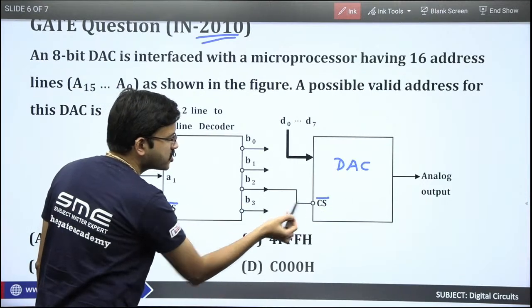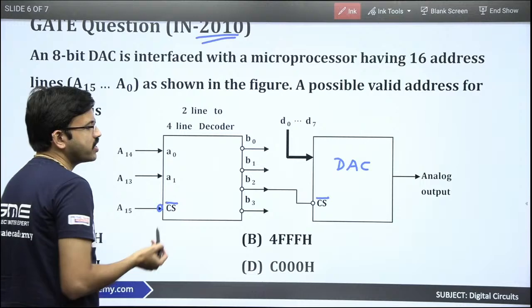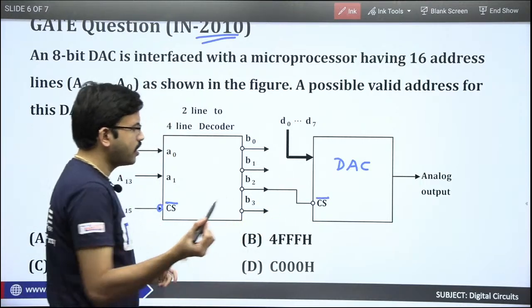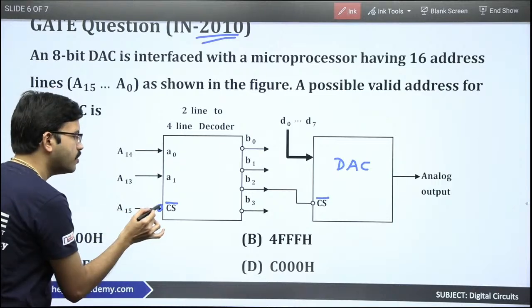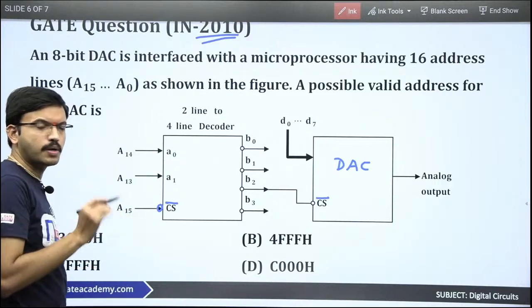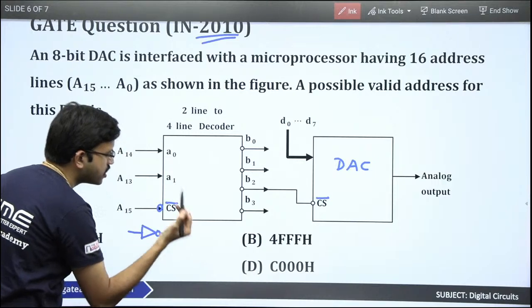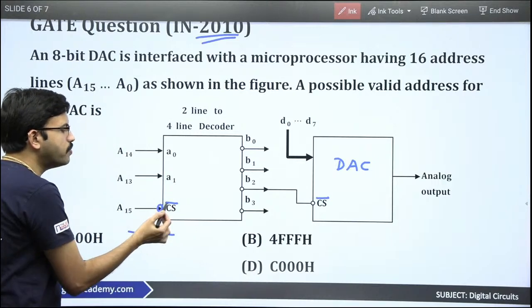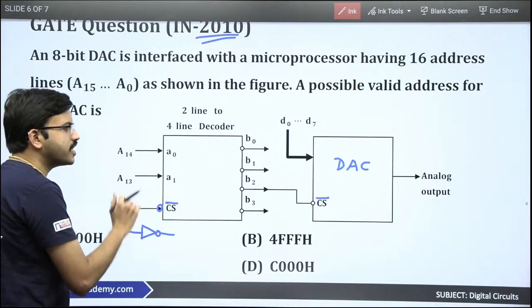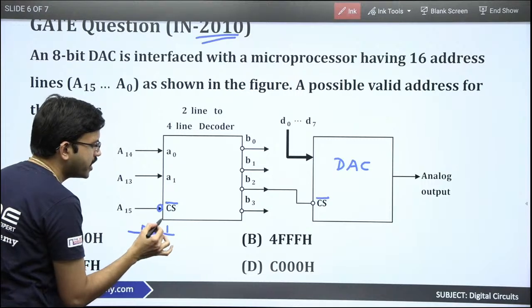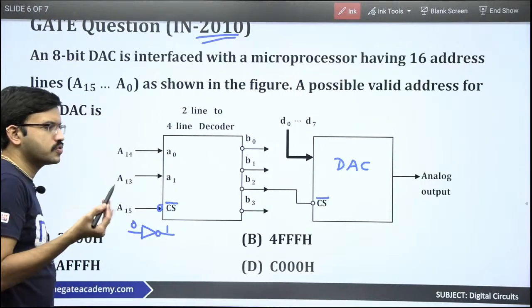Whenever at the input side you have a bubble, the input gets complemented. That means whenever that particular input is 0, as I already mentioned, if you are not comfortable, whenever there is a bubble at the input side, simply put one inverter, that's all. If there is no bubble and you give input as 1, the chip is selected. But whenever a bubble is there, in order to get 1 here, you have to apply 0. Simple.